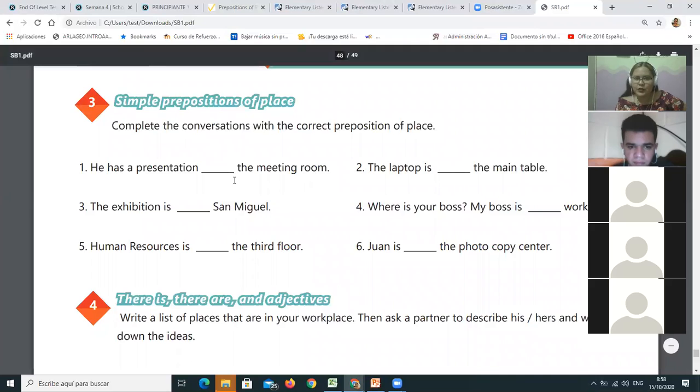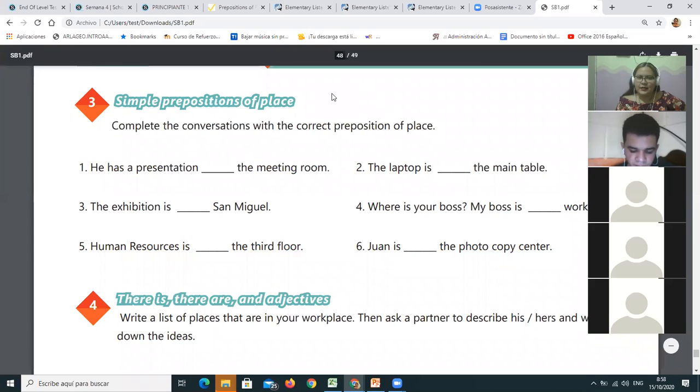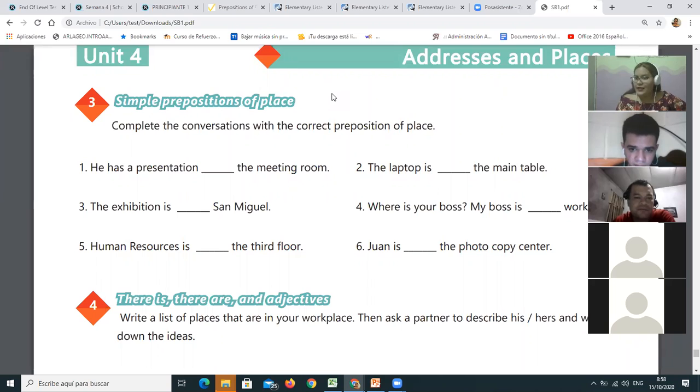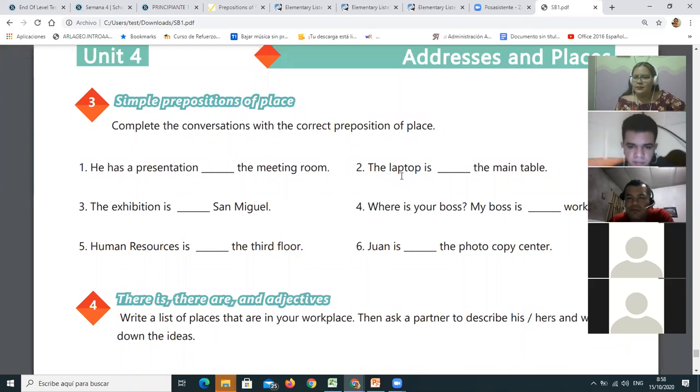What is the preposition here? In, on, or at? What do you think? In. In, right? Yes, because we're talking about a room. What about number 2? On. Very good, that's right. The laptop is on the main table. Yes. Number 3.